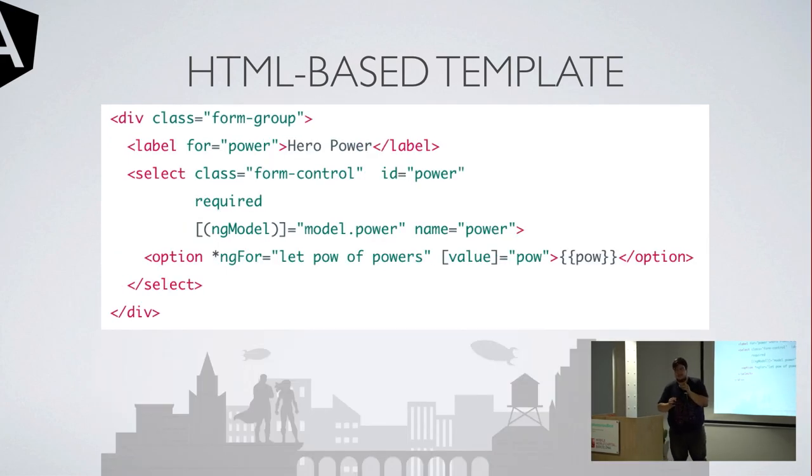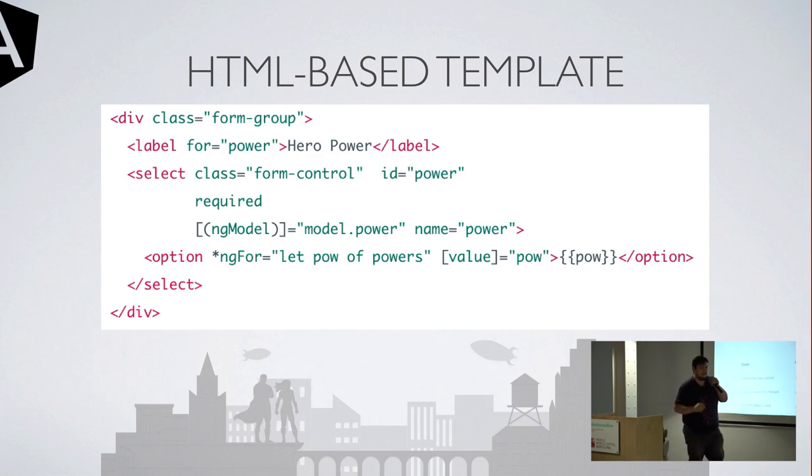That's the template for a form. You have to do ng model, and that's about it. And what that does is it links your component model to the form. Now, do you see any problem with this? We're going to talk about problems later, but think about what your problem is with this HTML-based template, like why you wouldn't use HTML-based templates.